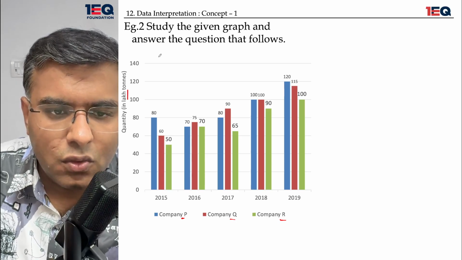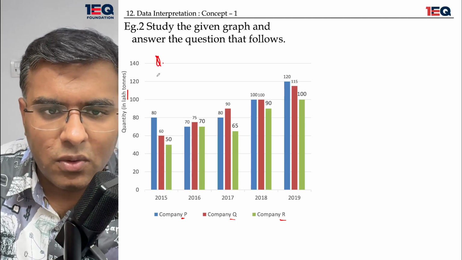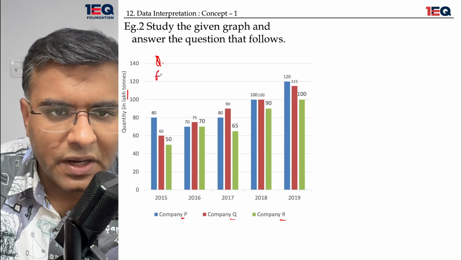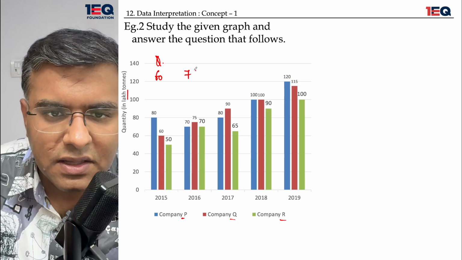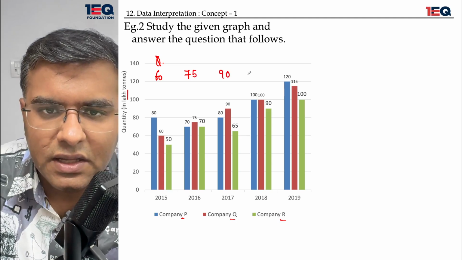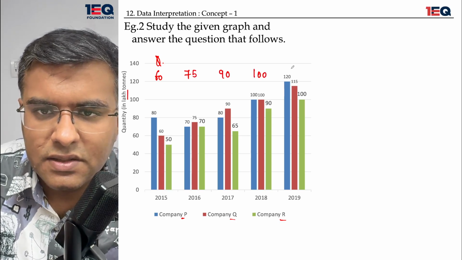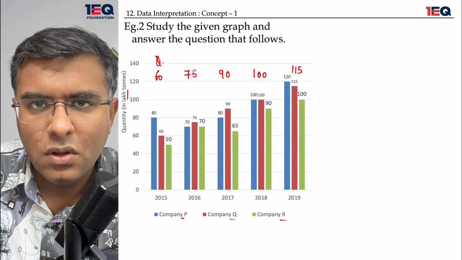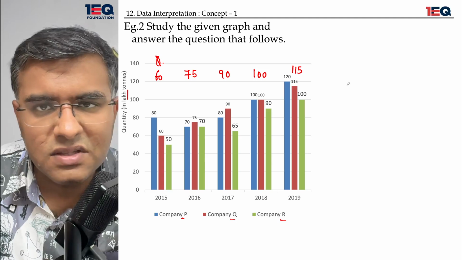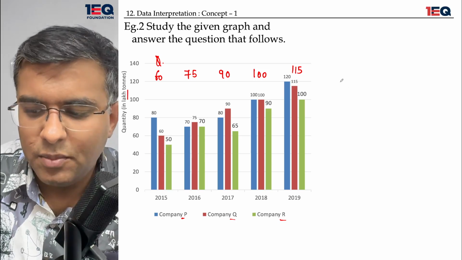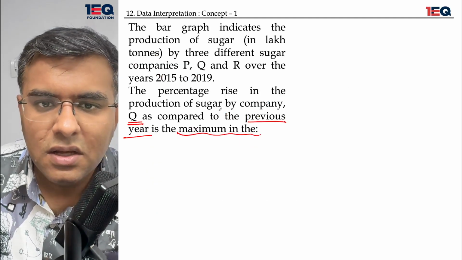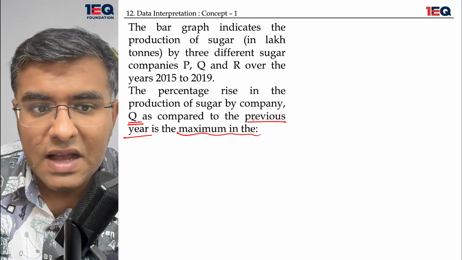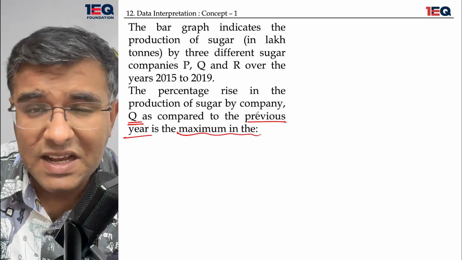For company Q, I need to find out the figures for all the 5 years. So I'll write them down over here quickly. There is 60, there is 75, there is 90, there is 100, and there is 115. Okay, so this is how the growth pattern looks across the 5 years. Now, going back to the question: the percentage rise in the production of sugar by company Q as compared to its previous year is maximum in which year?